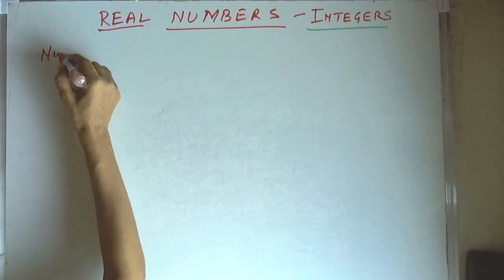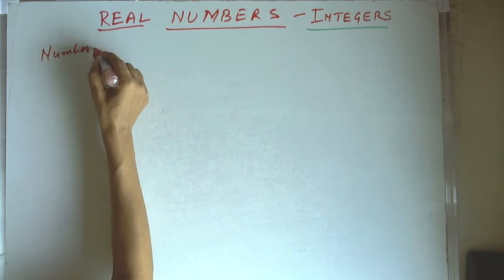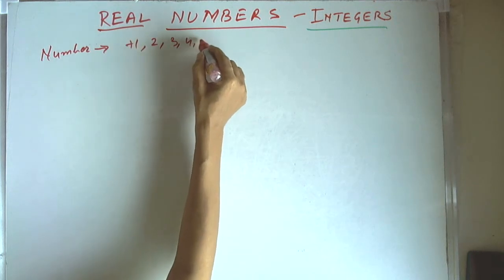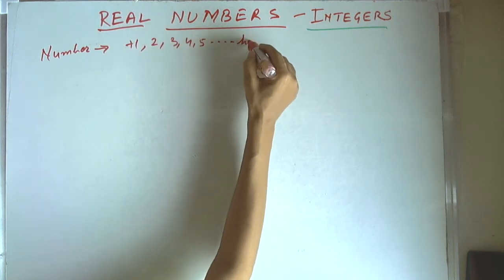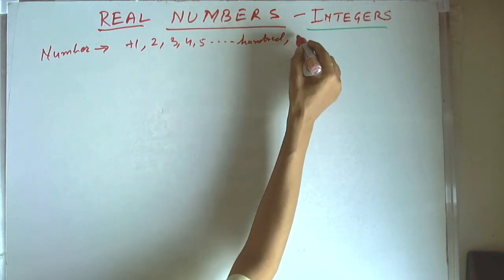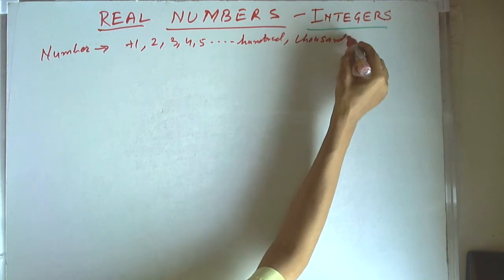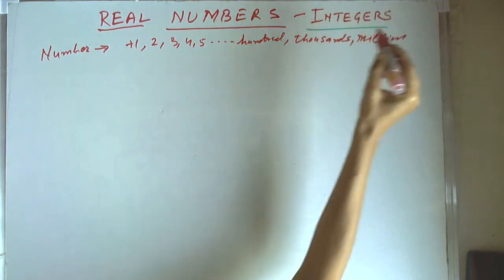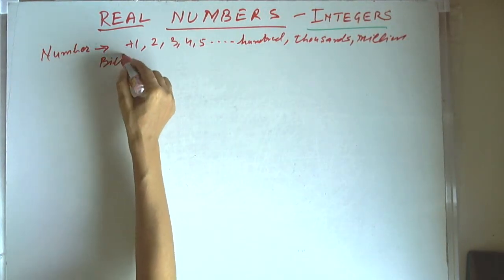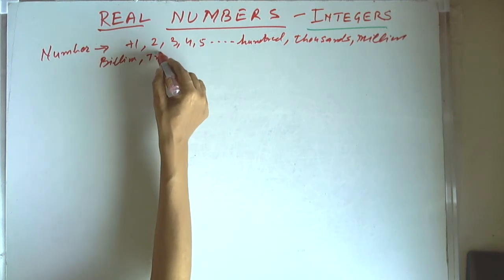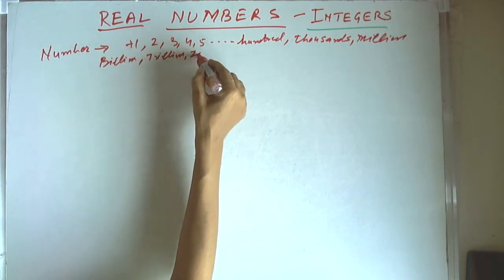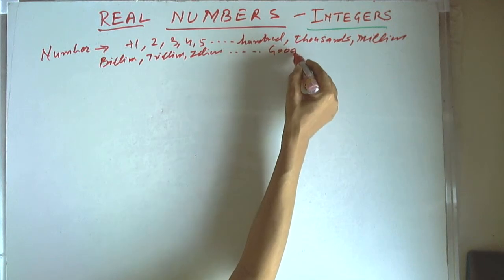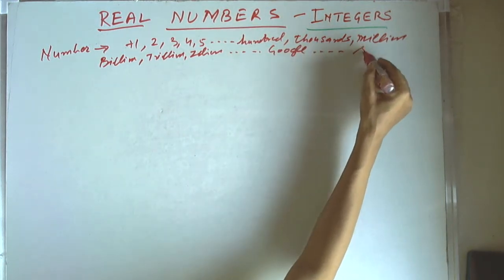Now this is the first thing all of us have learned in mathematics: 1, 2, 3, 4, 5, and so on. And then after that we get 100. We learned 100, then thousands, then million, then billion, then trillion, and zillion. And then we also have googol, which is a much larger number, and so on.